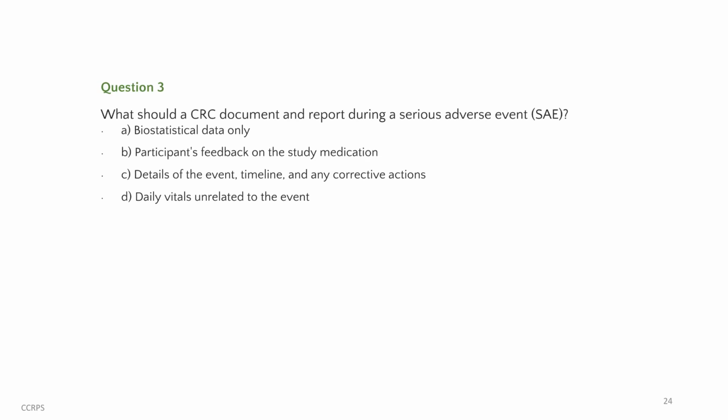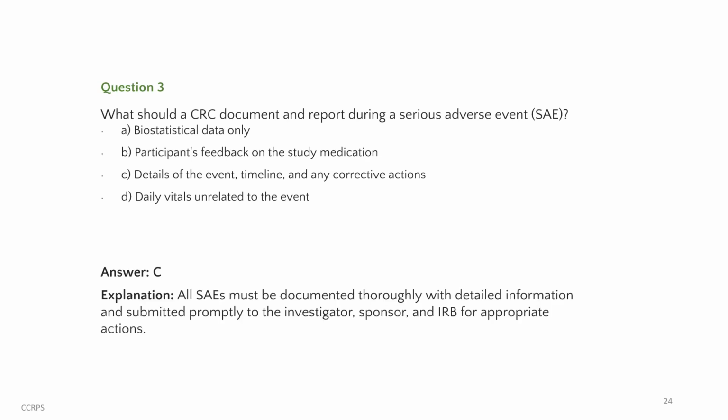Question 3, what would a CRC document and report during a serious adverse event? A, biostatistical data only. B, participants' feedback on the study medication. C, details of the event, timeline, and any corrective actions. And D, daily vitals unrelated to the event. The answer would be C, all serious adverse events must be documented thoroughly with detailed information and submitted promptly to the investigator, sponsor, and IRB for appropriate actions.